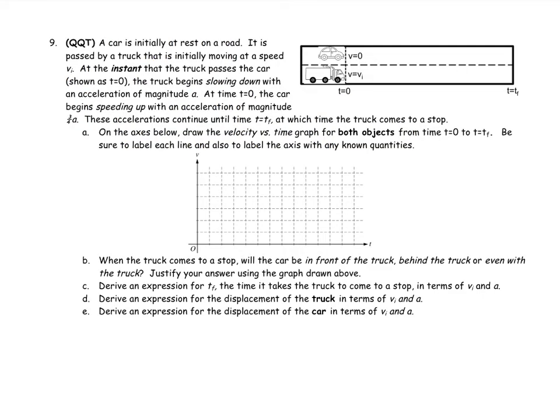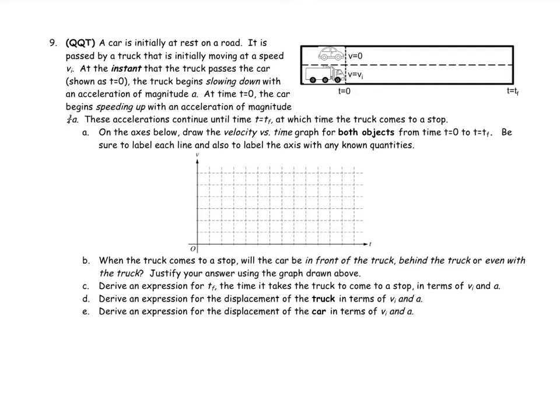Moving on to some of our free response problems, we have another quantitative translation problem here about a car that's initially at rest on a road and a truck that drives past it. We're told that as soon as the truck passes the car, so at this point right here, the truck begins slowing down. The car, on the other hand, begins speeding up, but it only has 3/4 of the magnitude of the acceleration. So the first thing we want to do is on the axis below, we want to draw the velocity versus time graph for both objects.